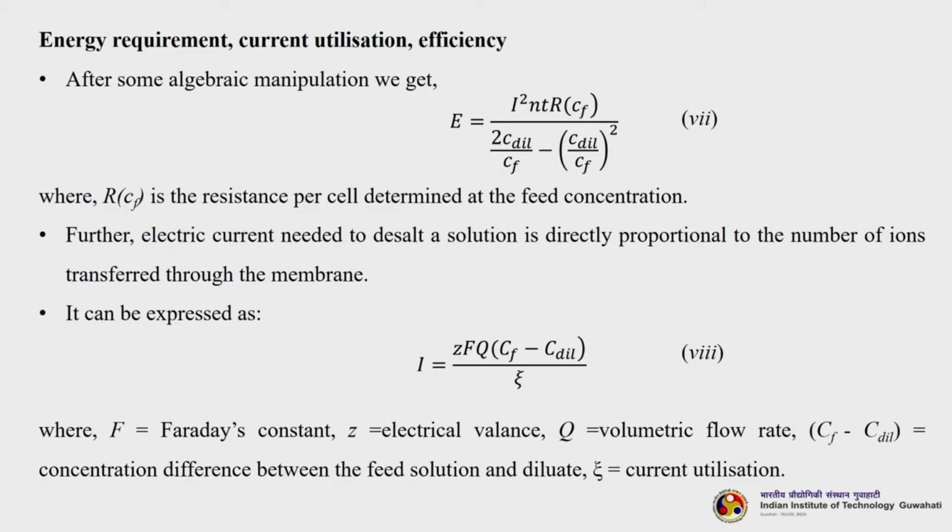So, after some algebraic manipulation we will get the equation E equals I squared n T R_CF times (C_F minus C_dilute) by C_F, whole squared, where R_CF is the resistance per cell determined at the feed concentration. Further, electric current needed to desalt a solution is directly proportional to the number of ions transported through the membrane. It can be expressed as I equals Z F Q (C_F minus C_dil) by zeta, where F is Faraday's constant, Z is electrical valence, Q is volumetric flow rate, C_F minus C_dil is the concentration difference between the feed solution and the dilute, and zeta is the electrical utilization.